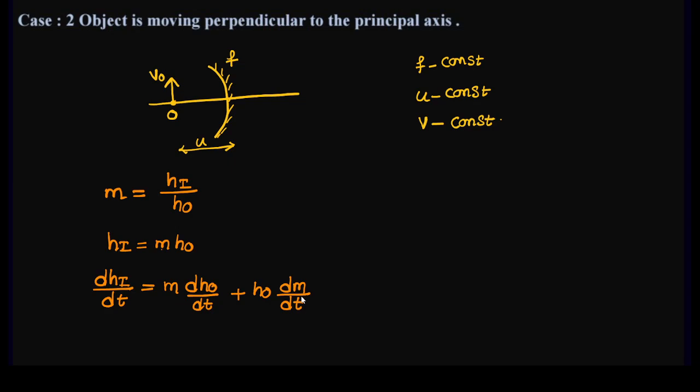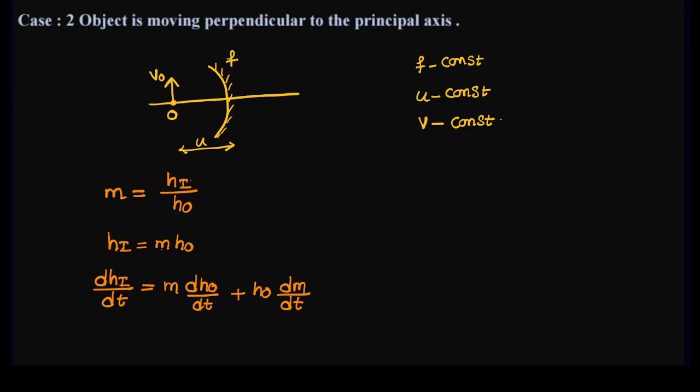Sir, I have one doubt. Sir, m is also equal to minus v by u, so technically m is constant. No, but here the basic formula of m is height of image by height of object. The locations are the same, but the sizes are different. The location of the image is the same, but the size of the image is different. That's why we need to apply m as a variable quantity.